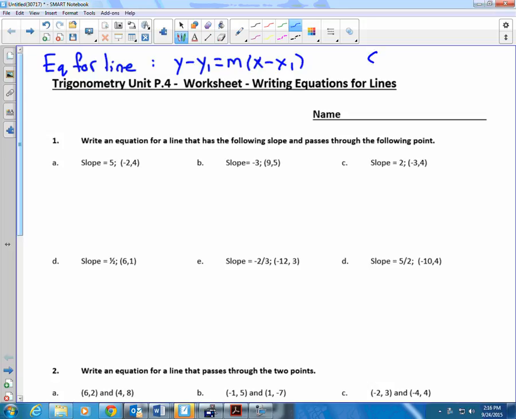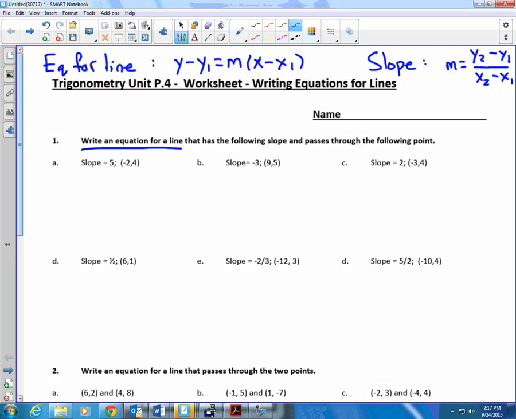Second thing you have to write down is slope. M equals y2 minus y1 over x2 minus x1. Every time, wait till you get done. Every time you see the directions, write an equation for a line. Every single time. You must use that.